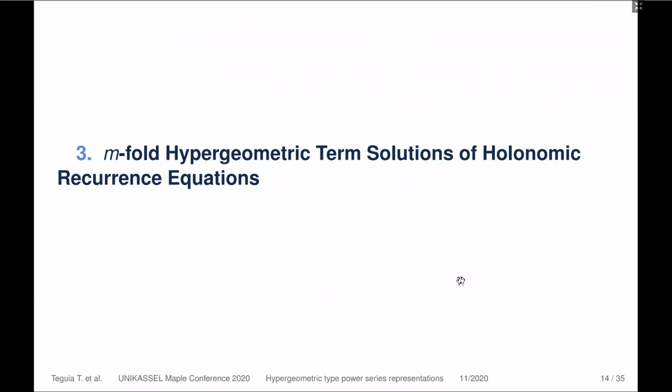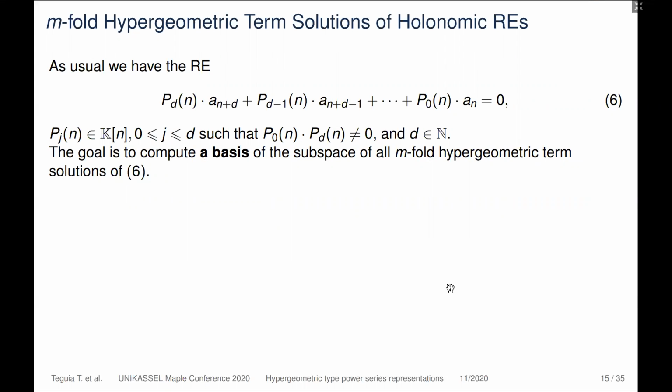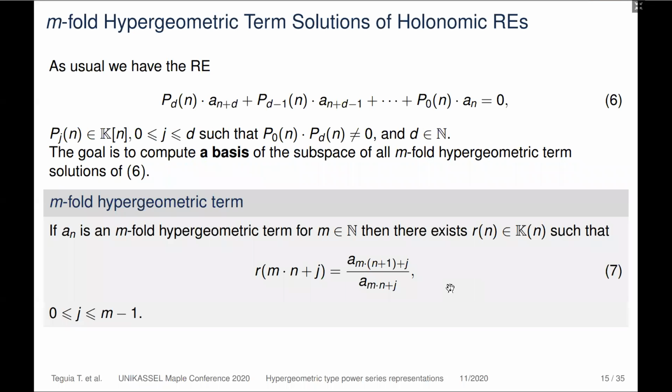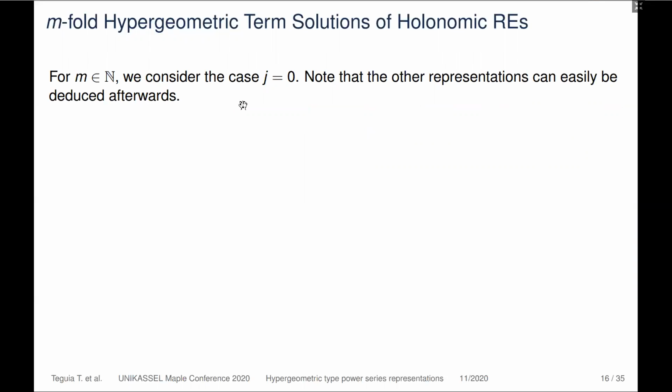Now let's go to the presentation of our main ingredient in the third section, computation of m-fold hypergeometric term solutions of holonomic recurrence equations. We have this generic recurrence equation, and we want to compute a basis of the subset of all m-fold hypergeometric term solutions. Here, m is a positive integer. An m-fold hypergeometric term can be seen in m different ways, here represented by the index j. And from any representation, the other representations can be deduced, and these represent all the dimensions of the solutions. For this presentation, we will consider the case j is equal to 0.